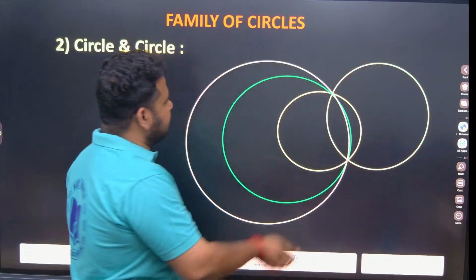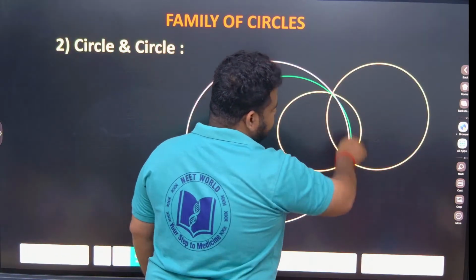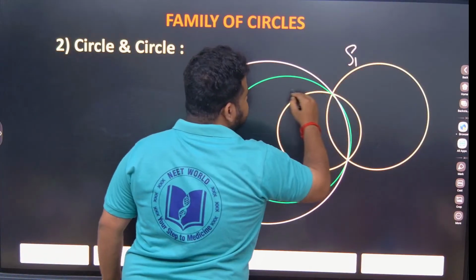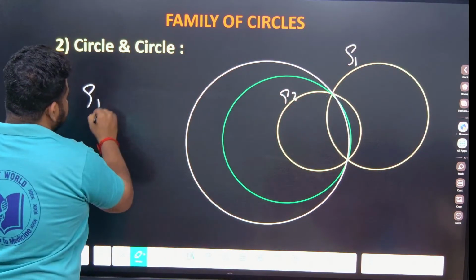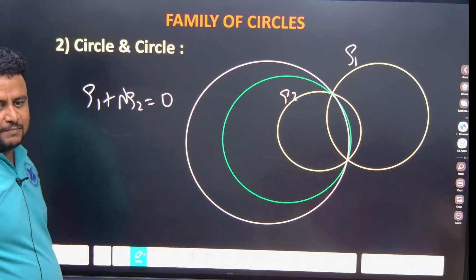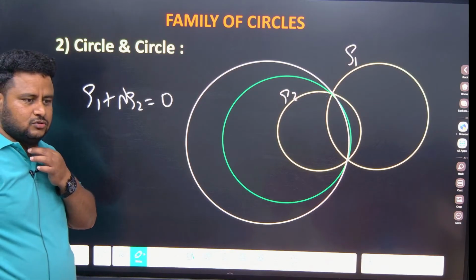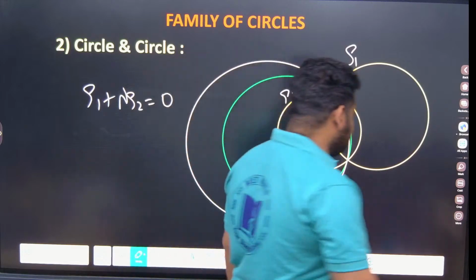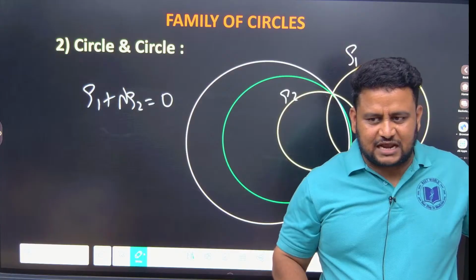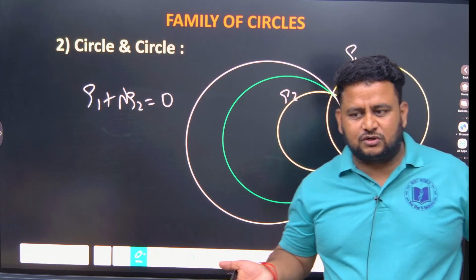Now circle and a circle. Here this circle is being cut by another circle. So let this circle be S1 and let this circle be S2. What you will write is S1 plus lambda S2 is equal to 0. Clear? Circle and another circle gives S1 plus lambda S2 is equal to 0. First is line and circle, S plus lambda L is equal to 0, then S1 plus lambda S2 is equal to 0. You have to focus.